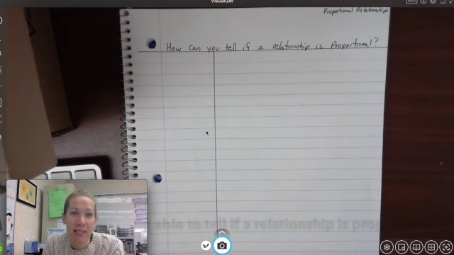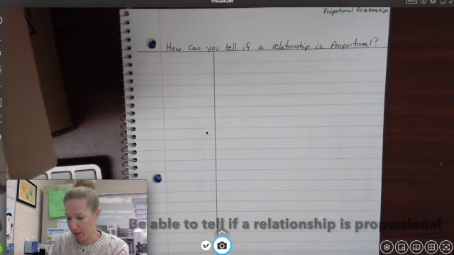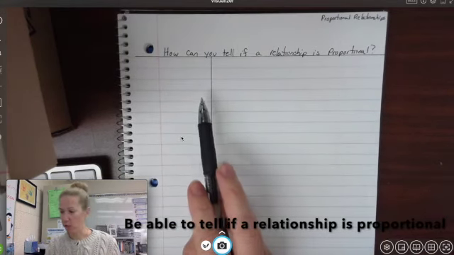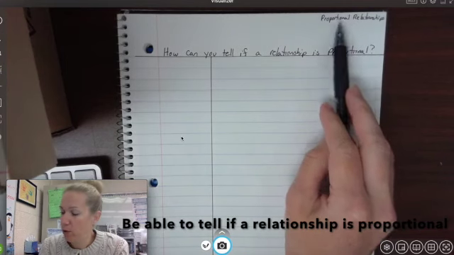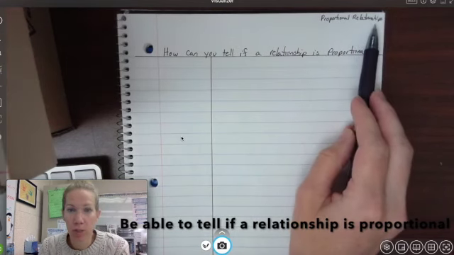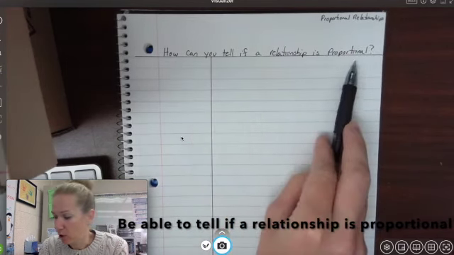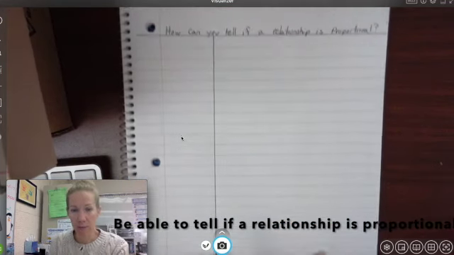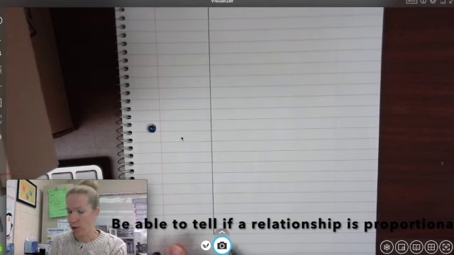Hello, by the end of today's lesson, you should be able to tell if a relationship is proportional or not. So make sure that your notes are set up in Cornell note fashion. Up in the upper right-hand corner, we're going to put proportional relationships. You'll put the essential question here: How can you tell if a relationship is proportional? And then leave some space at the bottom for your summary.